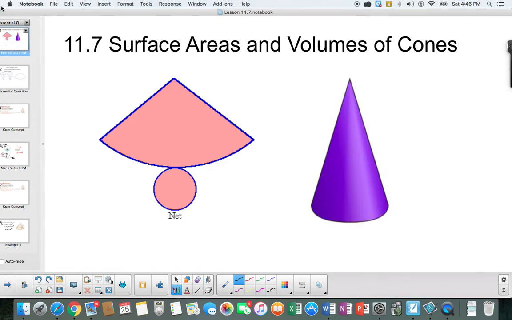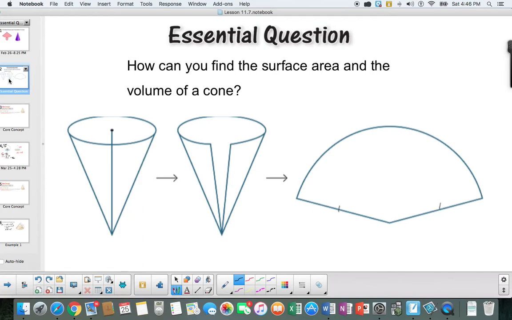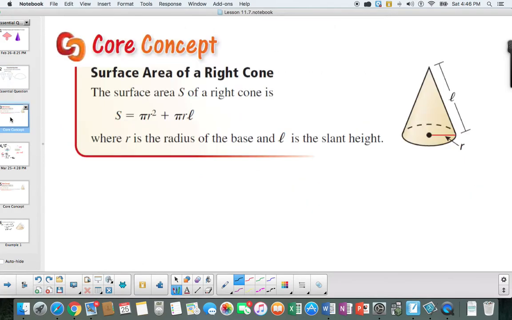11.7 Surface areas and volumes of cones. Essential question: how can you find the surface area and the volume of a cone? Let's take a look at the surface area. It has a formula that goes like this. S is equal to pi r squared plus pi r l.